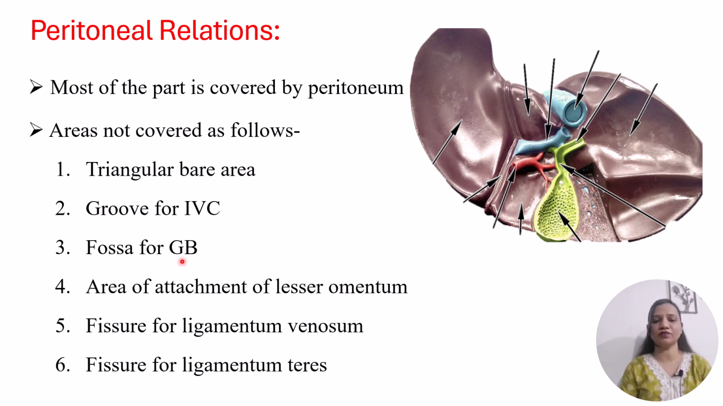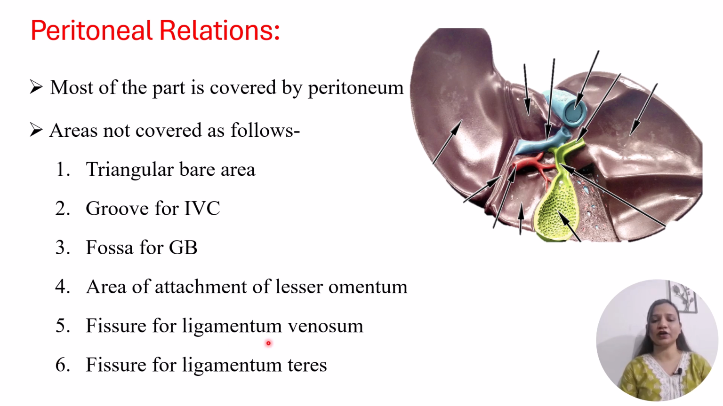Next one is the fossa for gallbladder, which you can appreciate here. This is the fossa for gallbladder, where the gallbladder is located on the inferior surface of the liver. Here the fossa is devoid of peritoneum because the peritoneum is covering the gallbladder and not the fossa itself. So that's why the fossa is devoid of peritoneum. Next is the area of attachment of lesser omentum, which is also devoid of peritoneum.